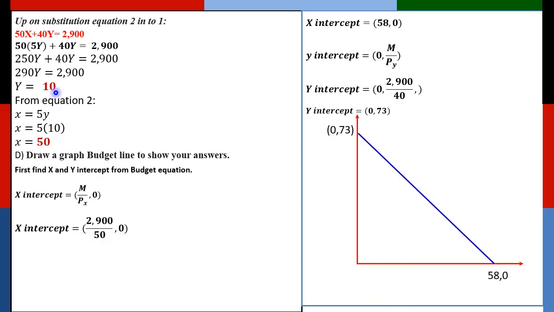Now it is easy to calculate the value of what? X. Put the value of y in equation 2 on the above slide. The value of x is equal to 5y, but we have the value of y here. Therefore, upon substitution, x is equal to 5 into 10, x is equal to 50.